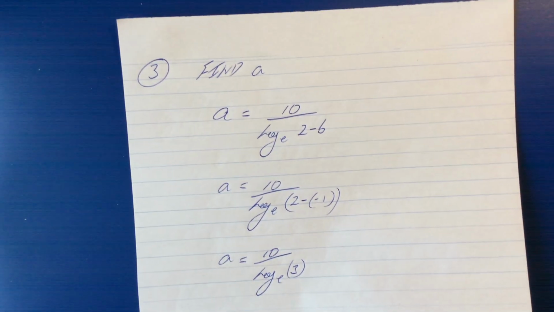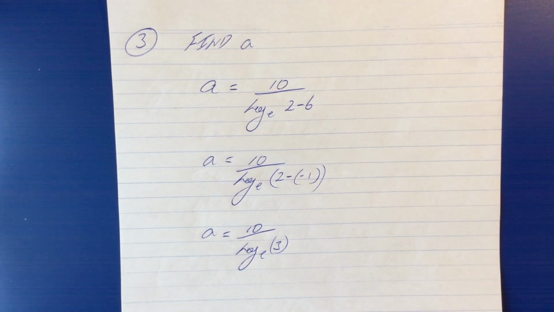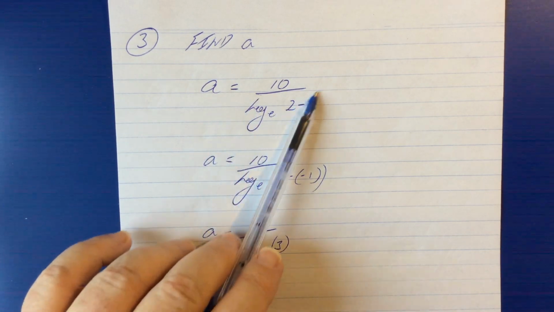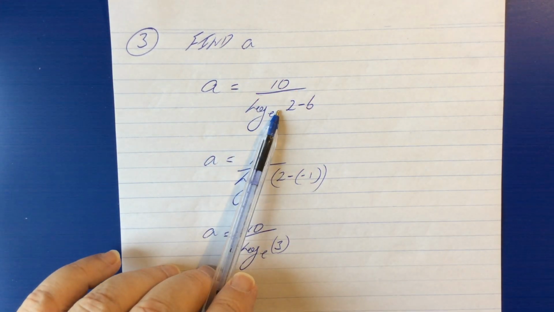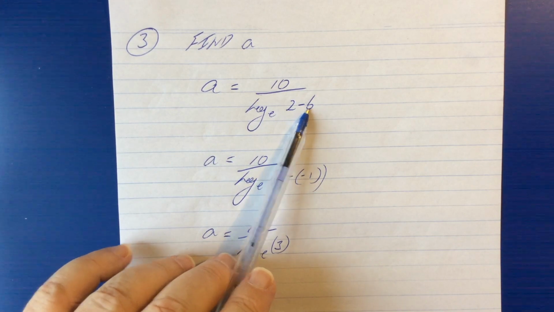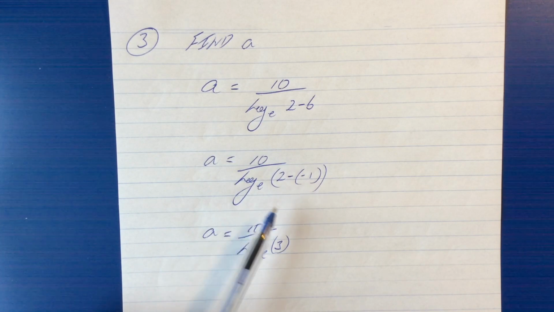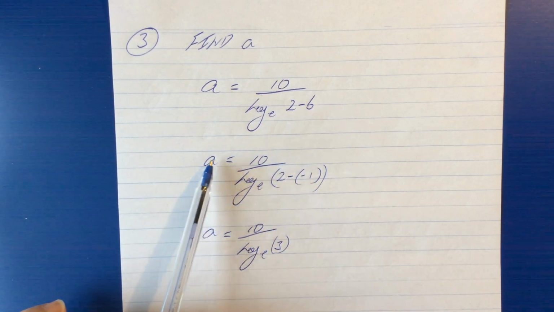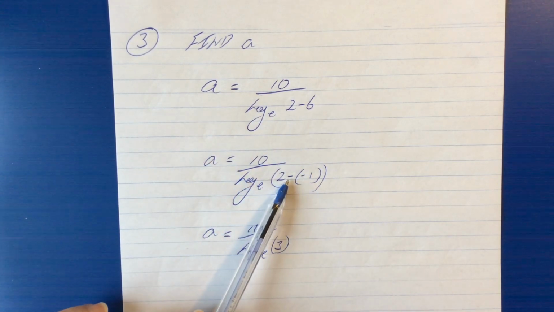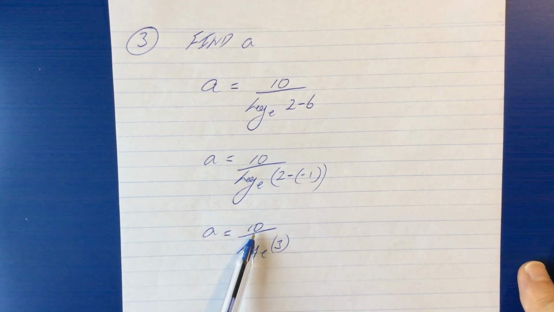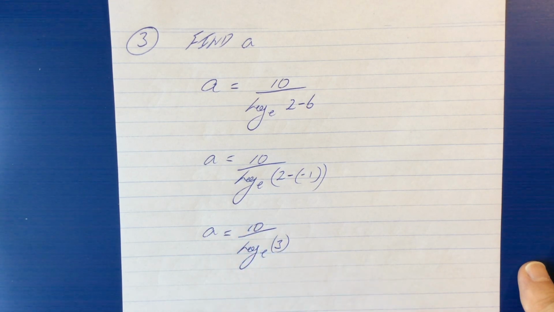Right, so onwards. The next thing to do is to find a. And what I'm going to do to find a is go back to my original formulation of a and simply sub in b. b is the only thing that's missing here. Everything else here has a value. So I sub in b and I get a equals 10 on log e (2 − (−1)), which with a little bit of tidying gives me 10 over log e 3. That is a.